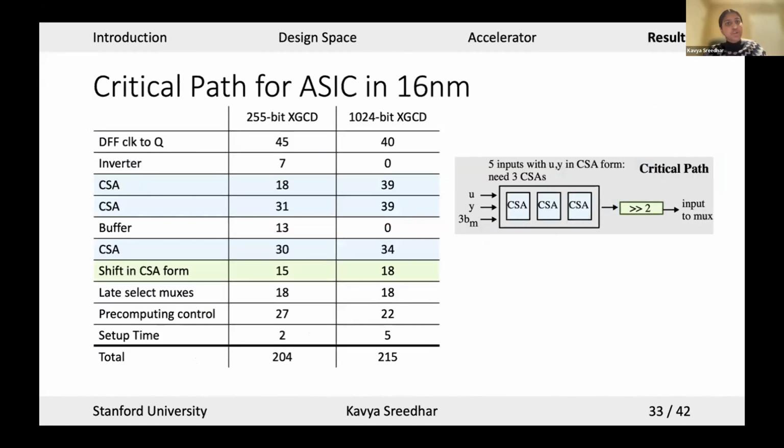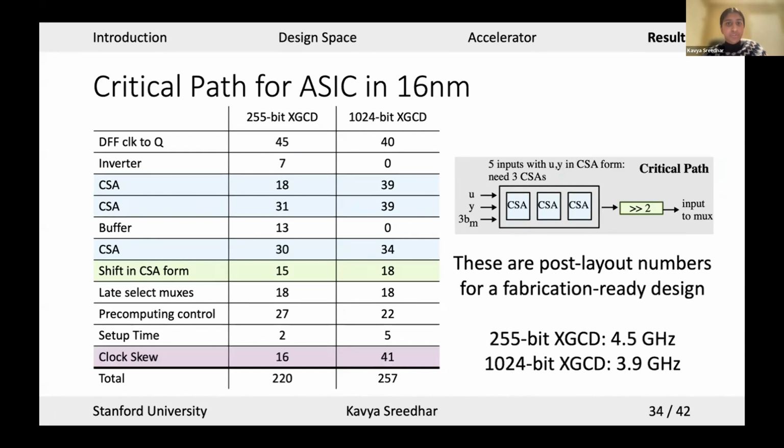So when we actually look at the critical path for our ASIC in 16 nanometer, we see that it looks like what we'd expect. There are 3 carry save adder delays, and then some time to shift and ensure we have functional results in carry save form. We then have some time for the mux delay to actually select between our options. And then we pre-compute our control signals for the next cycle. And what we see is that with 255-bit inputs in the left column here and 1024-bit inputs in the right column, we achieve very similar cycle times due to our use of carry save adders and carry save form.